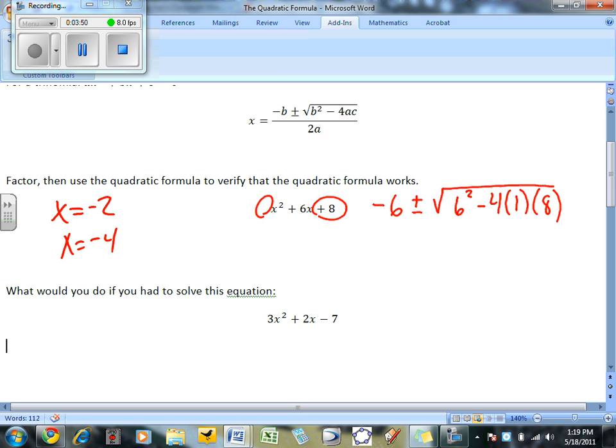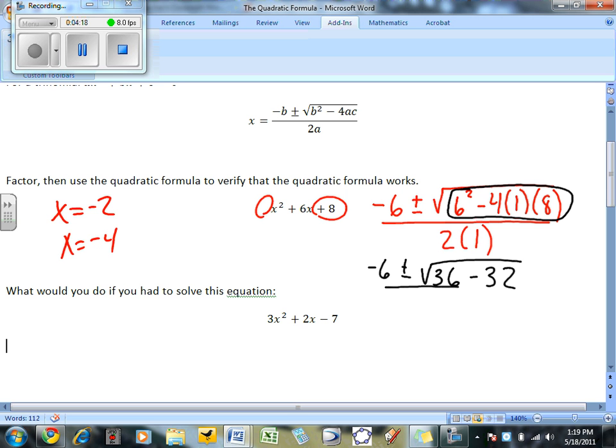Okay? All over 2a, which is 1. Okay, now. Order of operations says we need to figure out everything inside here before we add or subtract and then divide. All right, so we're going to figure out everything inside the radical sign. So we know that 6 squared is 36 minus 4 times 1 is 4 times 8 is 32. So we have negative 6 plus or minus the square root of 36 minus 32 all over 2, because 2 times 1 is 2. All right, so again, let's just simplify what's inside here.